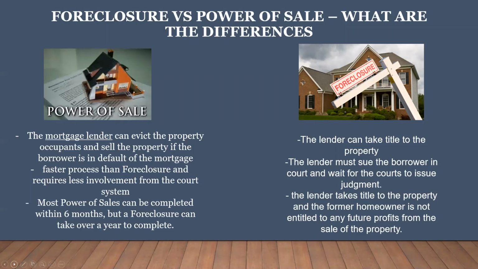A power of sale is typically what the banks would use because it's faster to do. And this usually happens when the borrower is in default, so they haven't made a payment. And usually they'll do a power of sale and not a foreclosure, as a foreclosure takes much more time, over a year. Power of sales typically can be done within 6 months. Now, this is a way for the lender to get their money back by forcing the sale of the property.